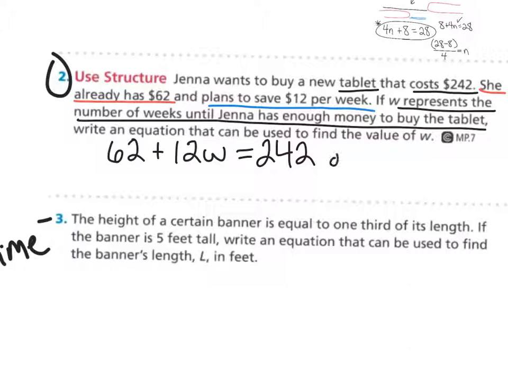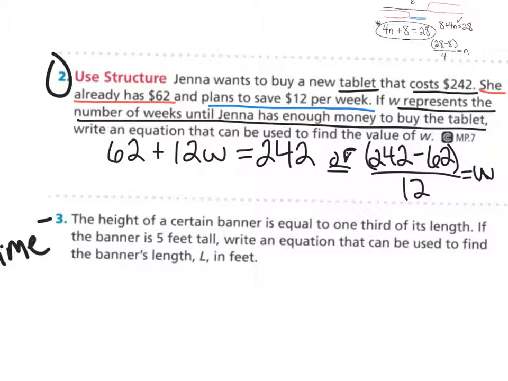Another option you could look at is, you could say, well, she needs $242. She's already saved $62. So if you subtract, that would tell you how much money she still needs to save. And then you could divide that by 12. In other words, how many times are we going to have to save $12 until we come up with that amount?